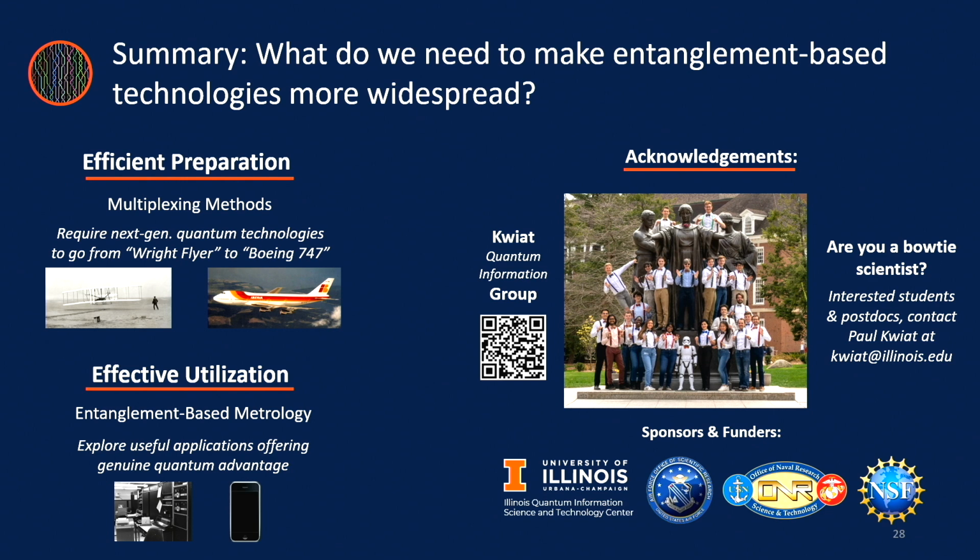In summary, what do we need to make entanglement-based technologies more widespread? More efficient preparation, which we can do using multiplexing methods. Secondly, we need the effective utilization of entanglement given current technologies. And for that, a good candidate is entanglement-based metrology.